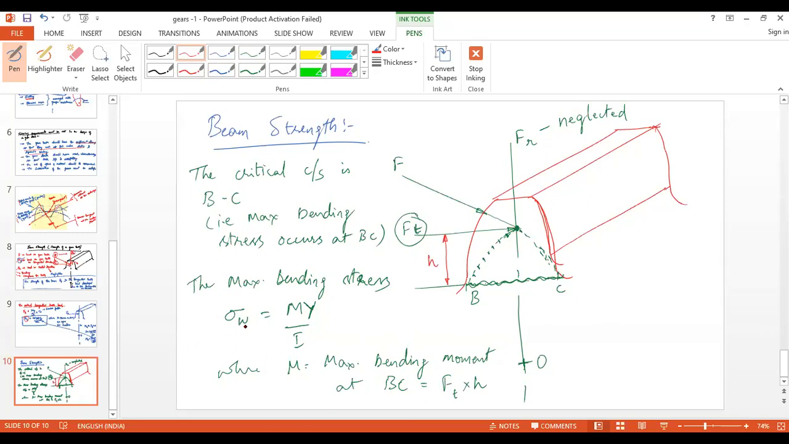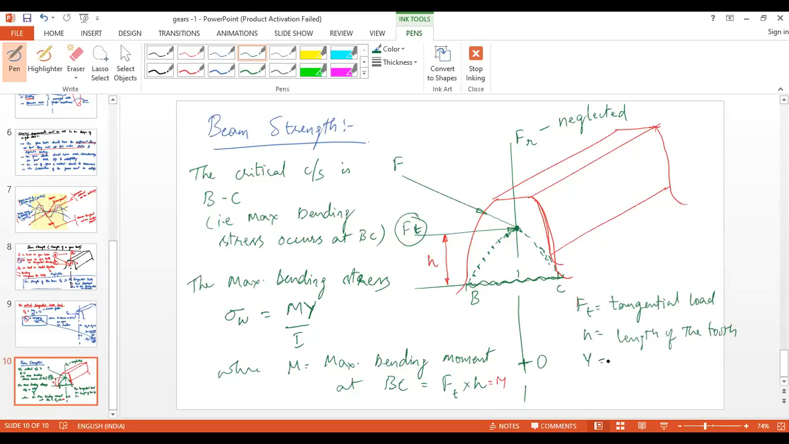The maximum bending stress sigma_b is given by My by I, where M is the maximum bending moment at the critical cross section BC, and that is equal to force into perpendicular distance, that is Ft into h. So this is M, and Ft is the tangential load acting on the tooth, and h is the length of the tooth.